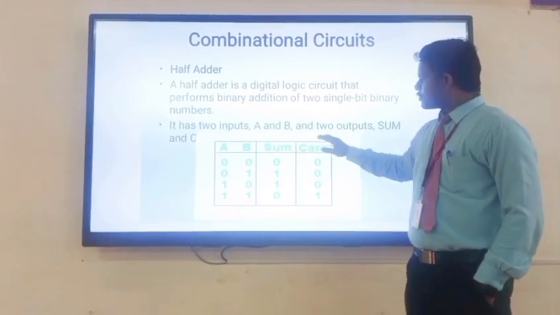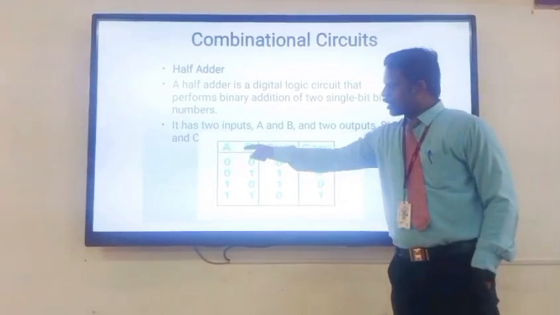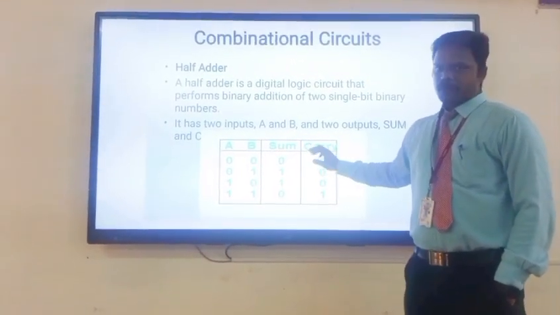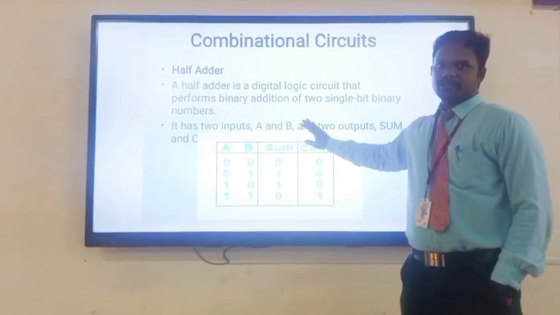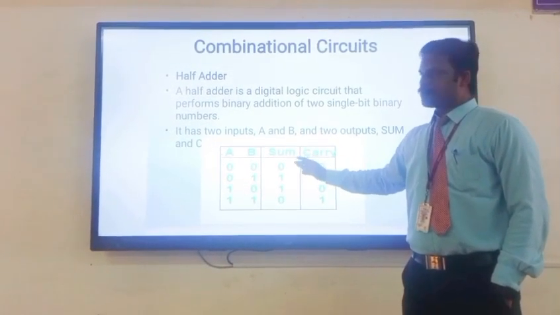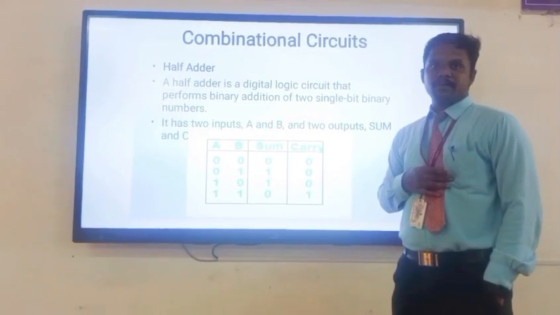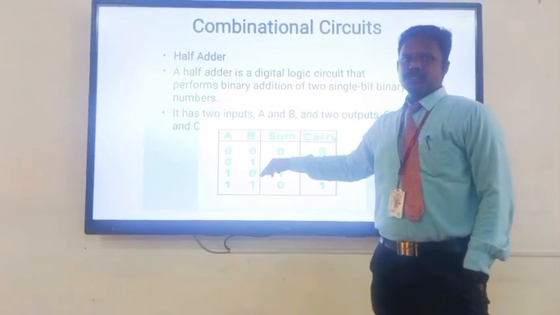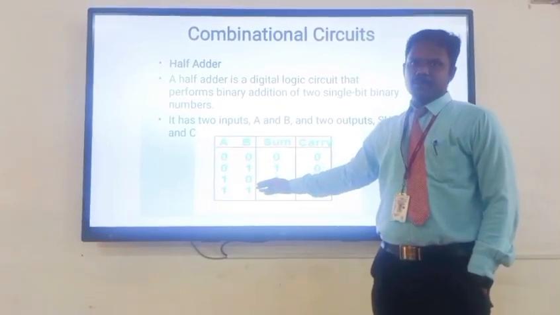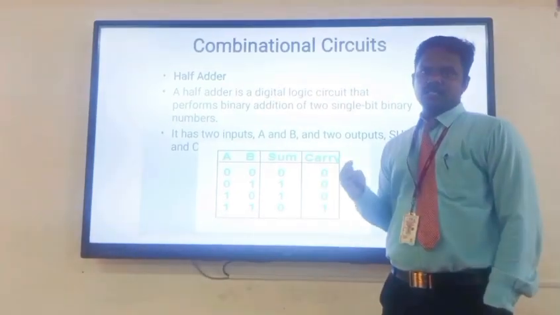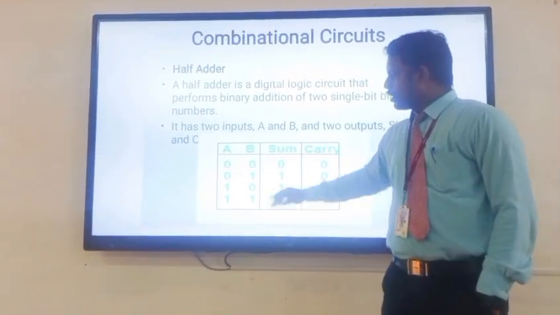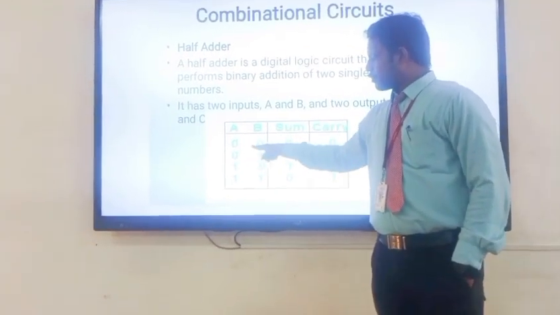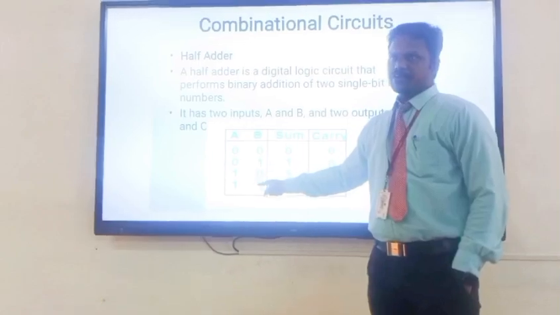It consists of two inputs and two outputs. The two inputs are labeled A and B, and the two outputs are labeled sum and carry. In any digital circuit, we have to look at how many inputs there are, so that we can give the possible number of input combinations. In this half adder, we have two inputs, so we can give four possible combinations, numbered 0, 1, 2, 3. That is 0, 0 represents 0; 0, 1 represents 1; 1, 0 represents 2; 1, 1 represents 3.